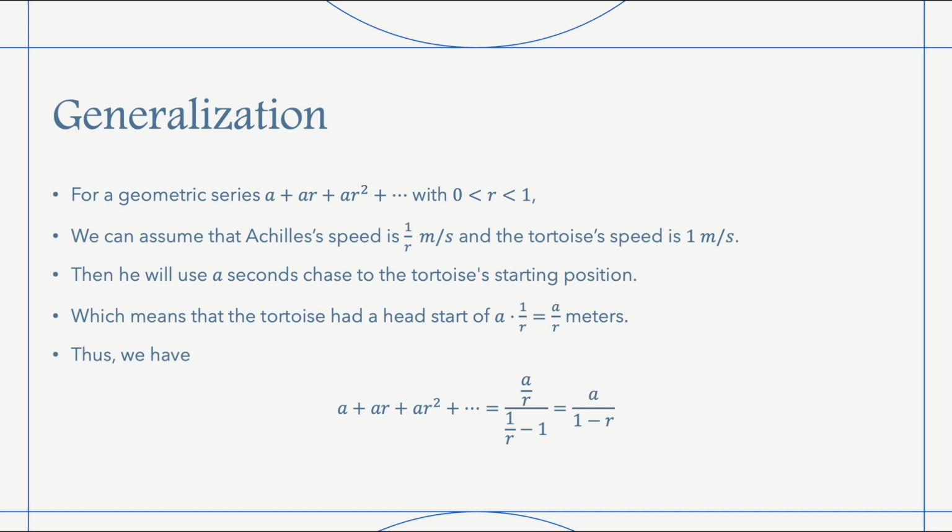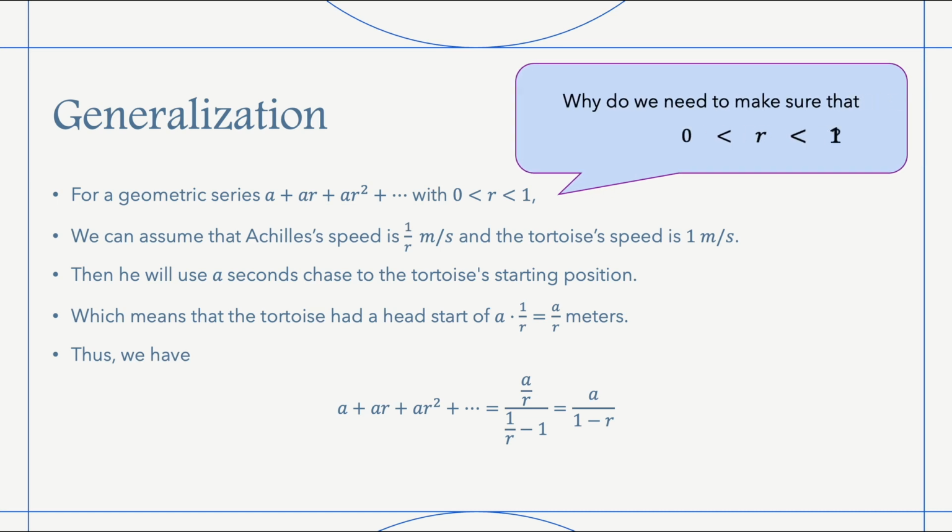1 over r minus 1 is simply the distance Achilles gains every second that passes. And we can multiply by r on both the numerator and denominator of the fraction, and we get that it is equal to a over 1 minus r, which is our answer for every single infinite geometric series with r between 0 and 1. But let's reflect.